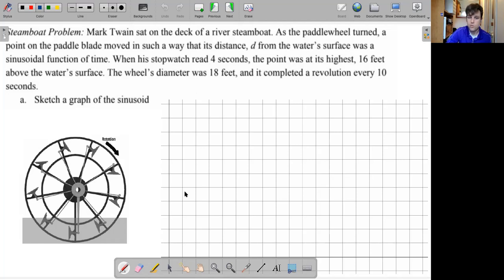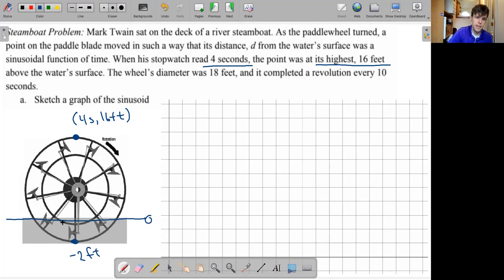When his stopwatch read 4 seconds, it was at its highest point, 16 feet. So highest point up here, the paddle was at 4 seconds and it was 16 feet above the water. The wheel's diameter is 18 feet. So the distance from the top to the bottom is 18 feet. So that means that down here, we're actually at -2 feet, or 2 feet below the water surface, because we're calling the water surface here. This is actually at 0.